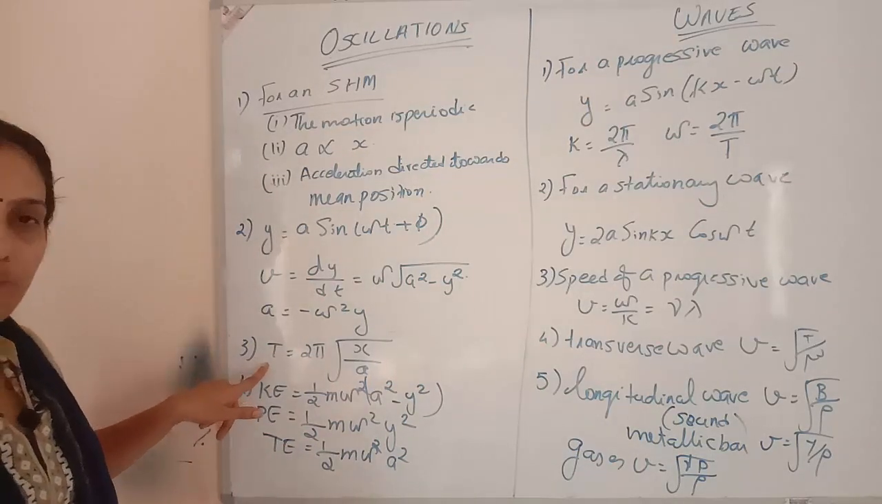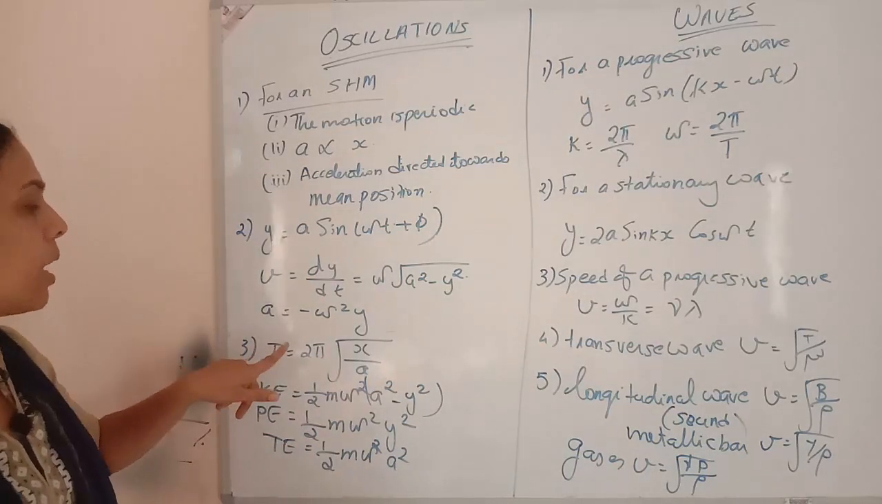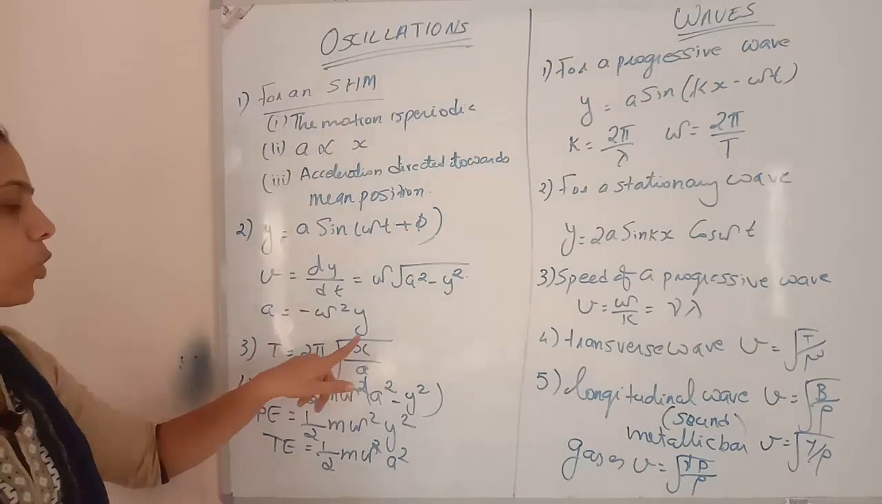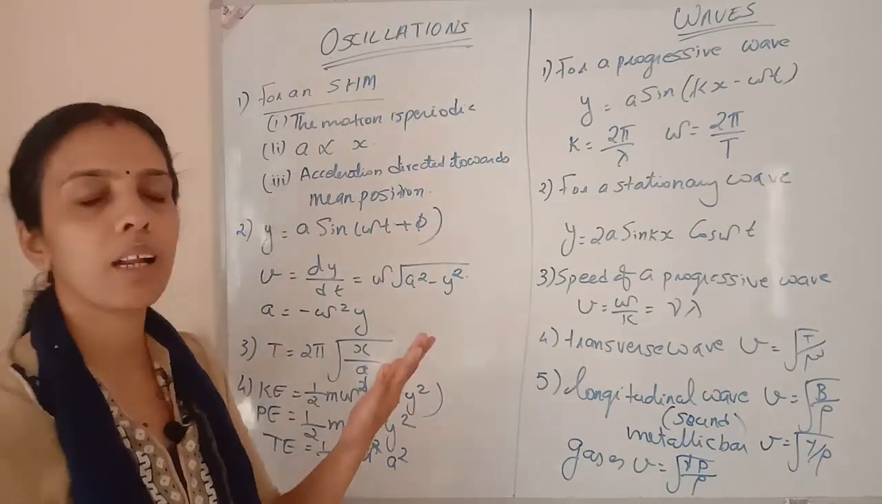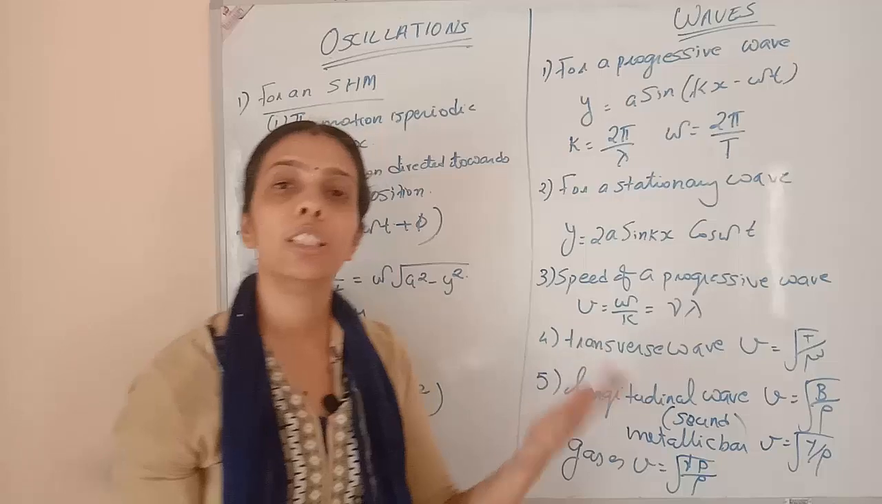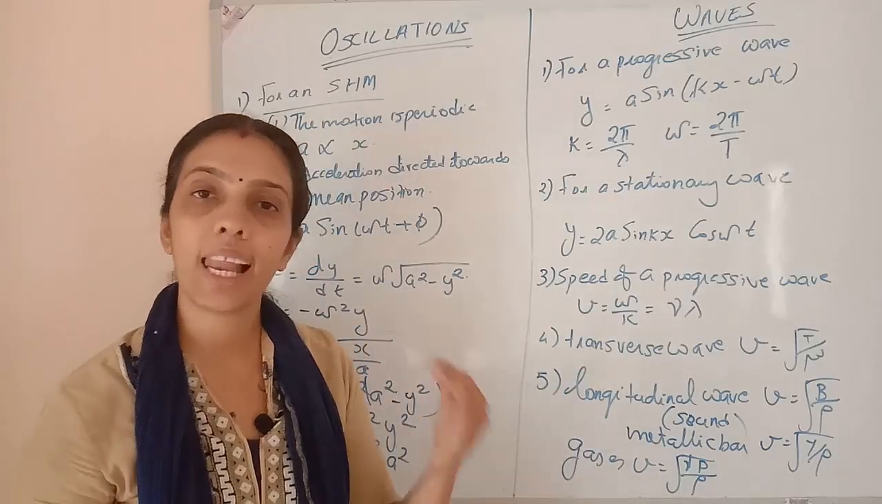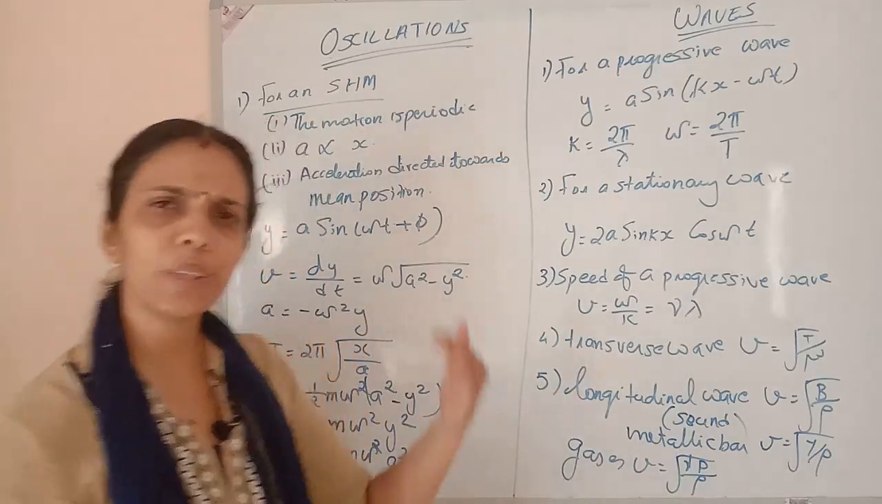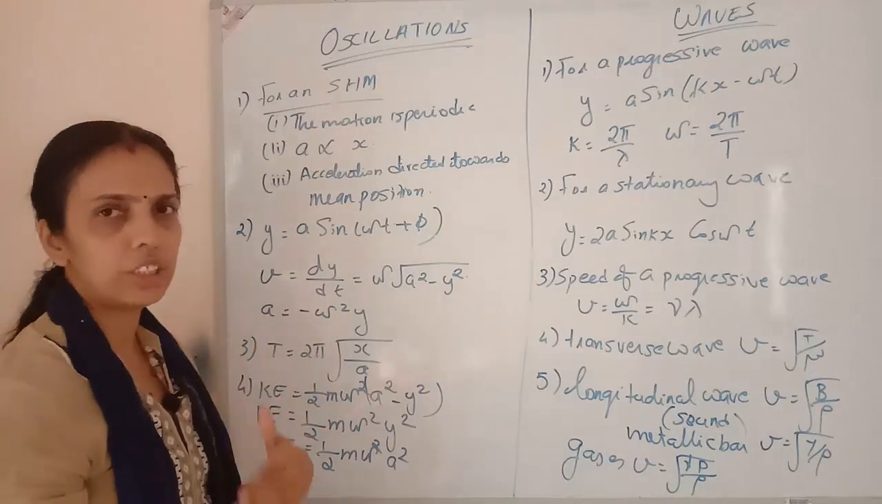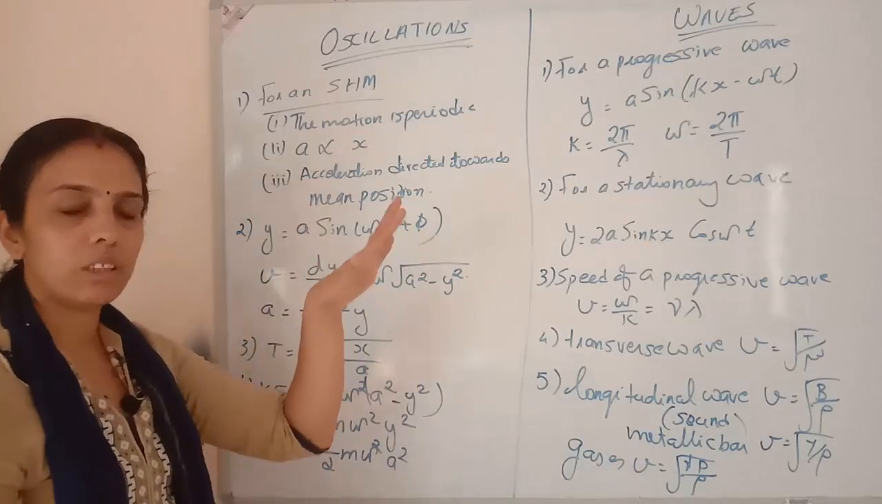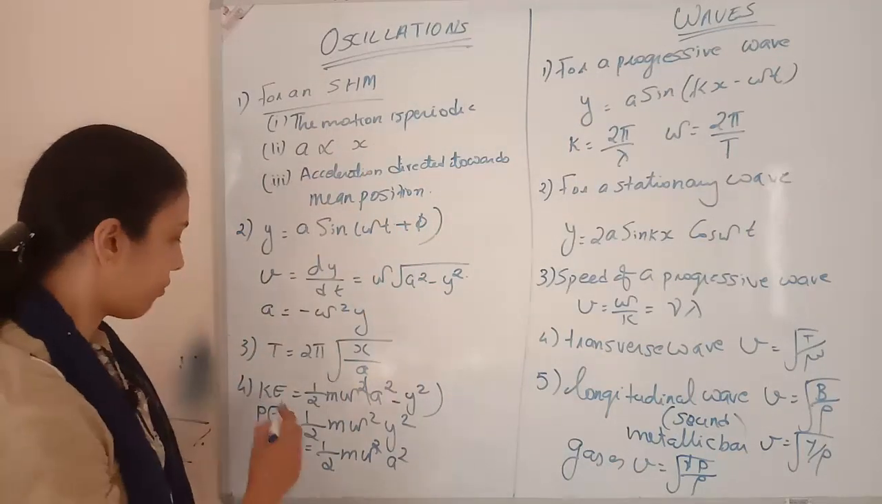Then, how can we find the period? Period equals 2 pi into root of x by a, where x is displacement and a is acceleration. For a simple pendulum, you can remember T equals 2 pi into root of L by g, where L is the length. That is the formula.